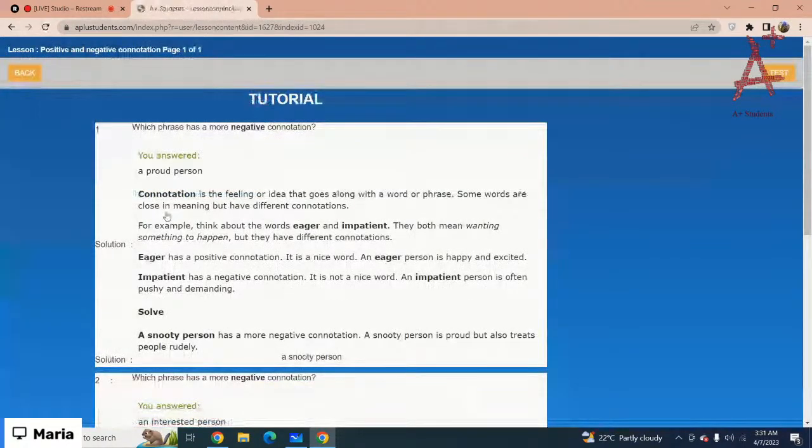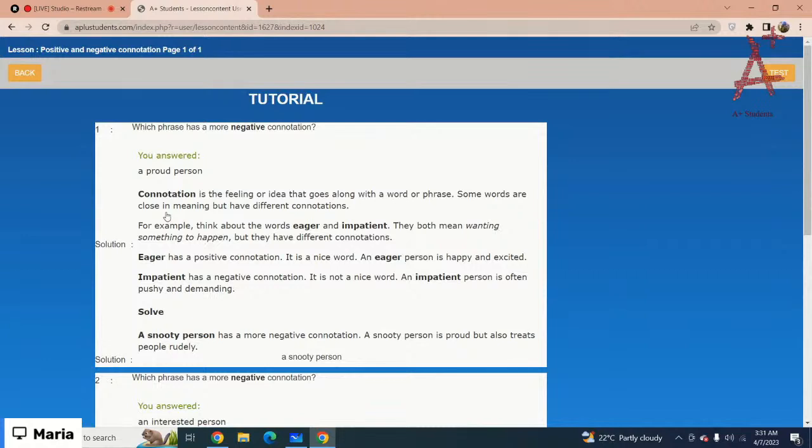Okay. What is connotation? Connotation is the feeling or idea that goes along with a word or phrase. Some words are close in meaning but have different connotations. For example, think about the words eager and impatient. They both mean wanting something to happen, but they have different connotations.